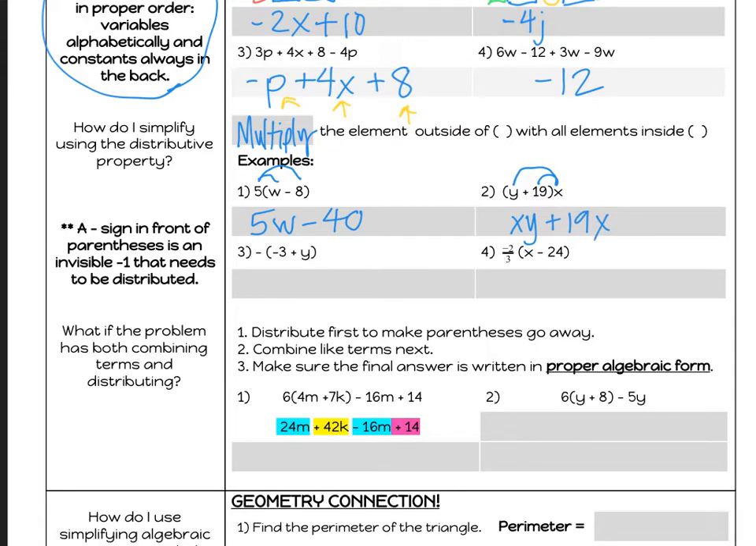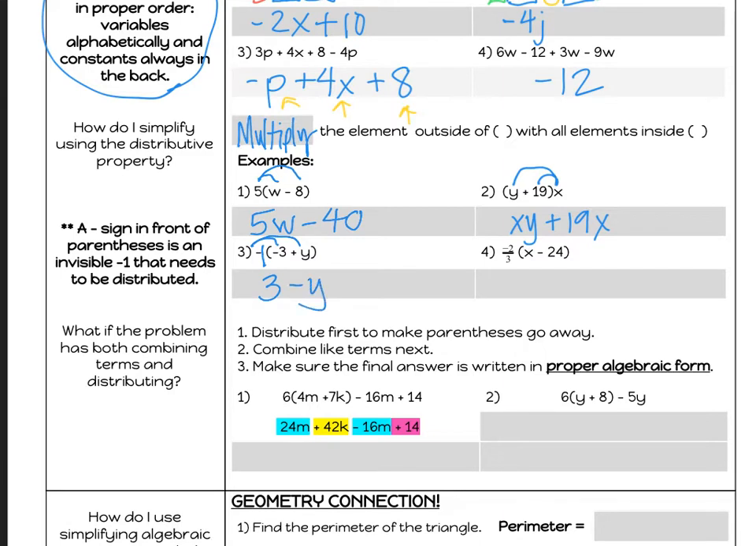All right, this next one has a negative outside of it. If it helps your brain a little bit better, you can put a 1 behind that negative sign. So we're going to be distributing negative 1 to each of these. So negative 1 times negative 3, a negative times a negative gives you a positive. So this is a positive 3, and then a negative 1 times positive y is going to give us a negative y.